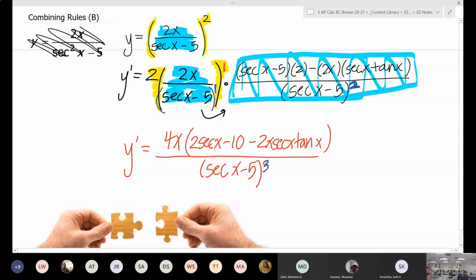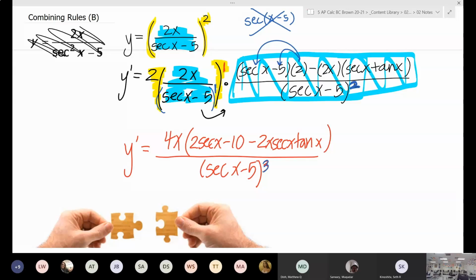Mr. Brown, that 2 secant of x minus 10, that minus 10 isn't in the secant, right? Right, that's outside of the secant. If the 5 was inside the secant, I would have written it like this instead, to be clear. But it wasn't like that. Anything else?